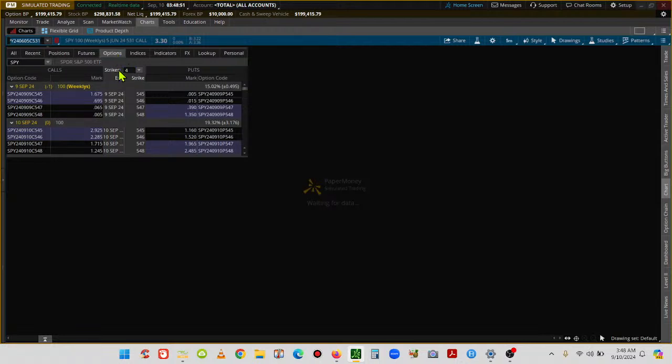And with options, you have strike prices. Now we can choose all. We could get every strike, or we could just do 4. We could do the nearest 4 from the ones that are in the money. So the markets are closed right now in the United States, so it's going off the last price that the SPY closed at, which was around 546 or 547.